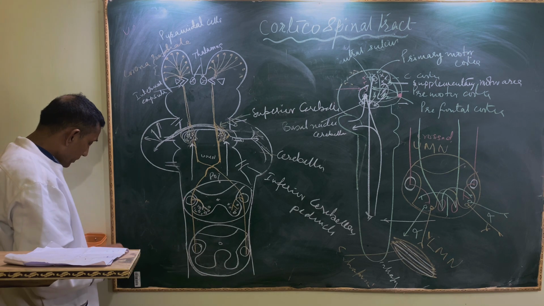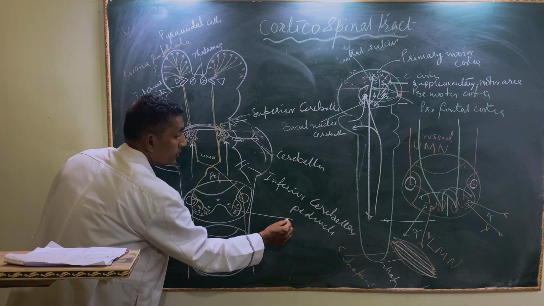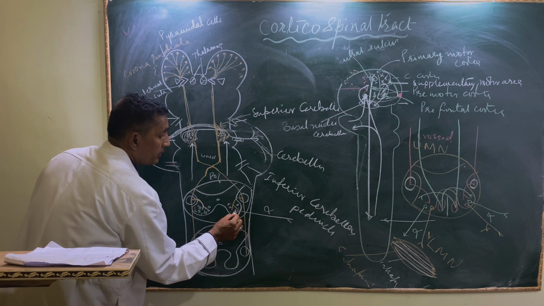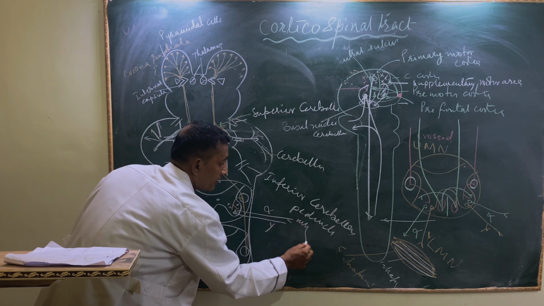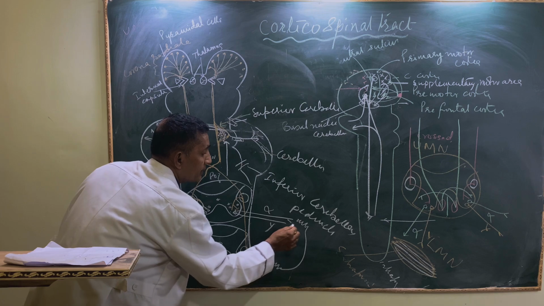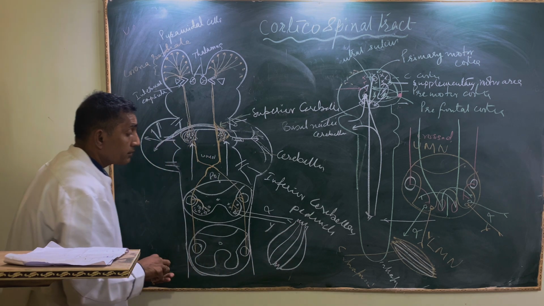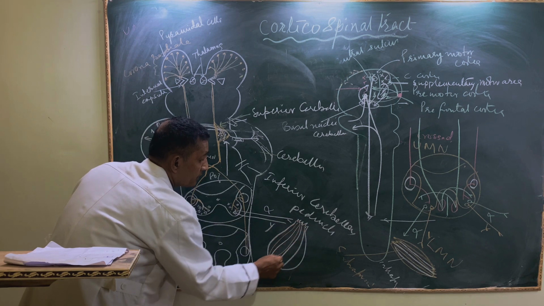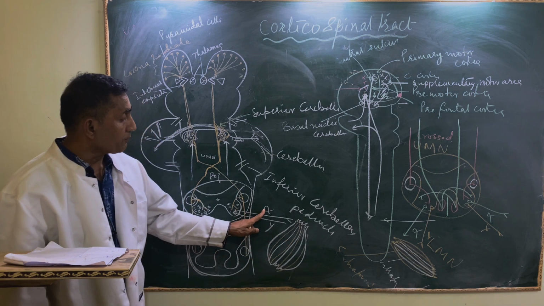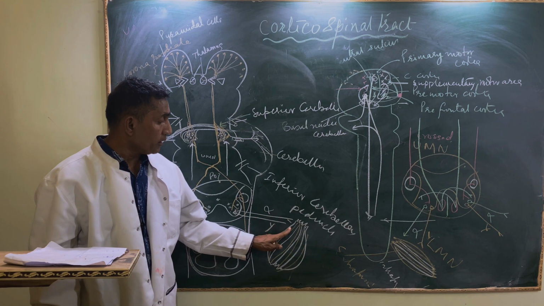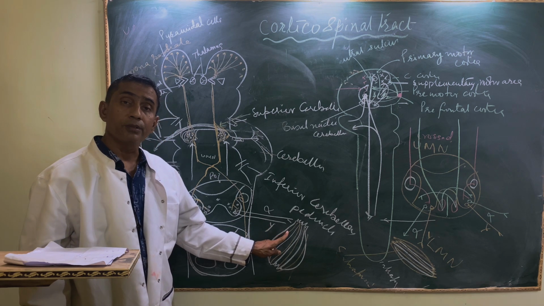From here, what is happening? From here we have the alpha motor neuron, and from here we have the gamma motor neuron supplying the muscle. This muscle has extrafusal fibers and intrafusal fibers. Now, what type of distribution is there? The alpha motor neuron will control the extrafusal fibers, and the gamma motor neuron will control the intrafusal fibers.